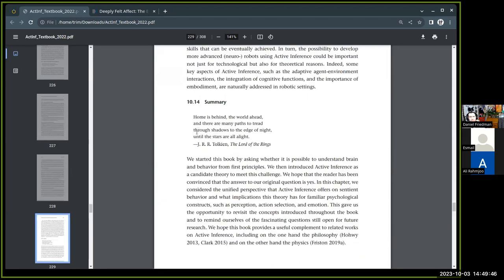And then section 10.14, summary. I'll read the Lord of the Rings quote and then look forward to your take on this last section. Home is behind, the world ahead. And there are many paths to tread, through shadows to the edge of night, until the stars are all alight.